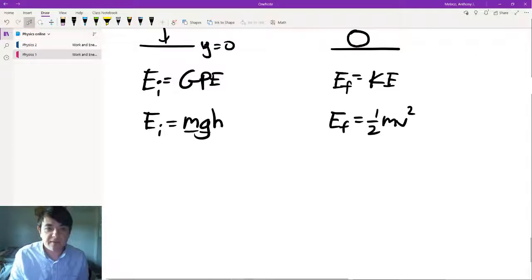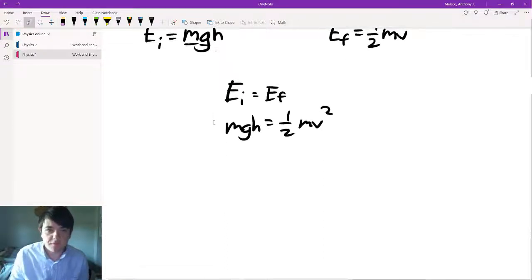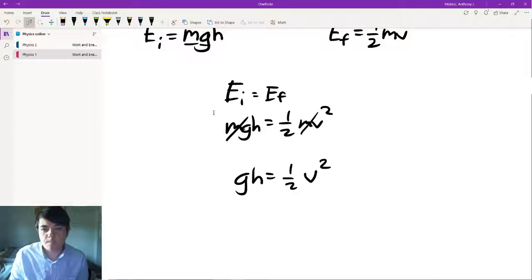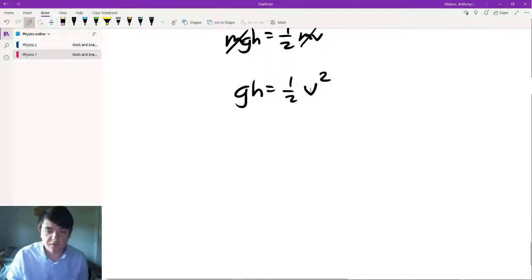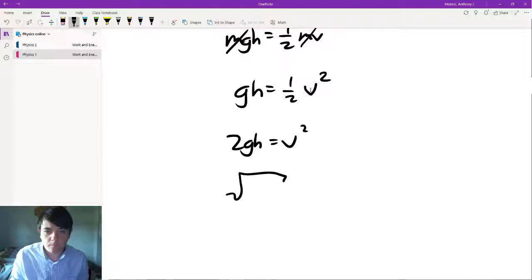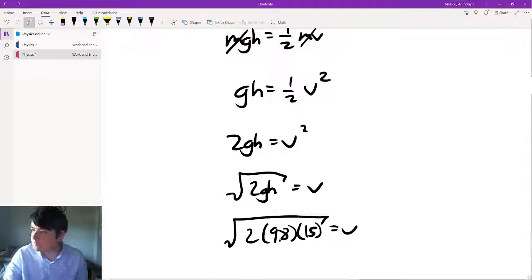So now we set them equal, and we can solve. gh equals 1/2 v squared. We wanted to solve here for velocity, so we're going to multiply the 2 over and take the square root. Now you can solve mathematically. And if you do the math on that, you get 17.15.